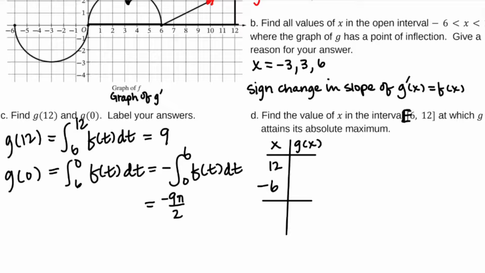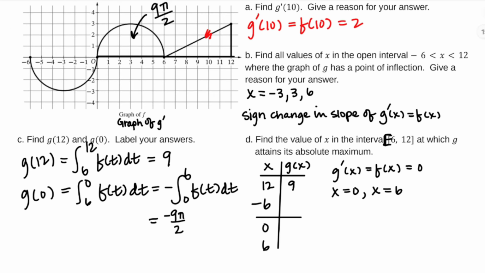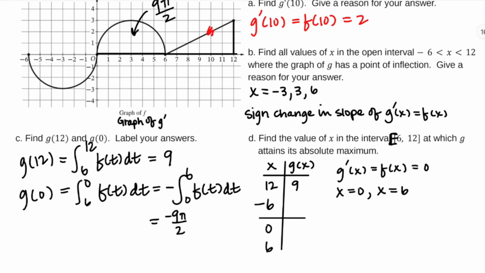And, okay, well, we've already done g of 12, and I'm going to fill that in. I'll come back to that in a minute. I'm interested in where g prime is equal to 0. I'm going to remind everyone that I'm well aware that g prime is f. And that is equal to 0 at x equals 0 and x equals 6. And again, x equals 6 is neither a maximum nor a minimum because its first derivative didn't change signs.